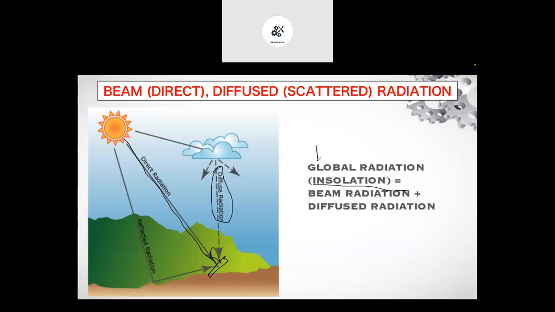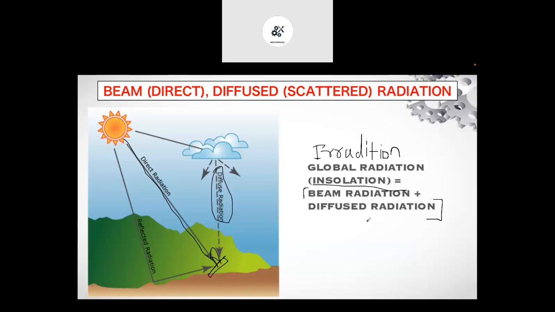First one, direct radiation; second one, diffused radiation; and third one is known as global radiation, or sometimes we also call it irradiation. Irradiation is the total amount of radiation received by a particular surface. It will contain the direct radiation coming from the sun and the diffuse radiation. So irradiation, or global radiation, or insolation, is just the summation of beam radiation and diffuse radiation.